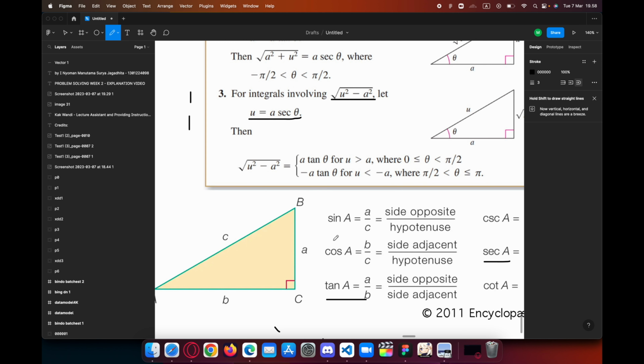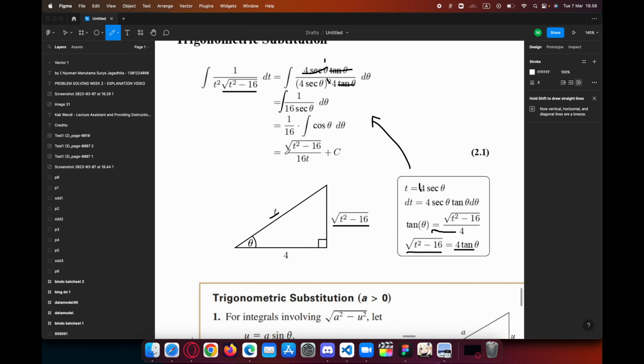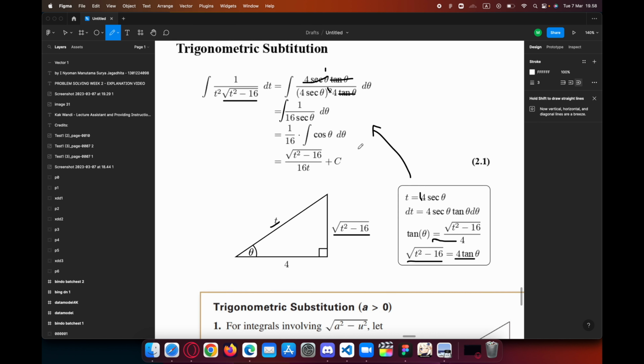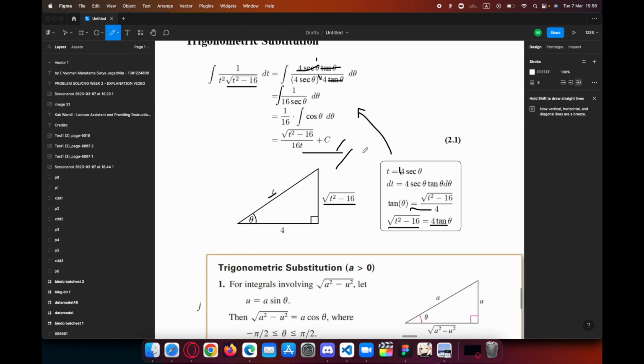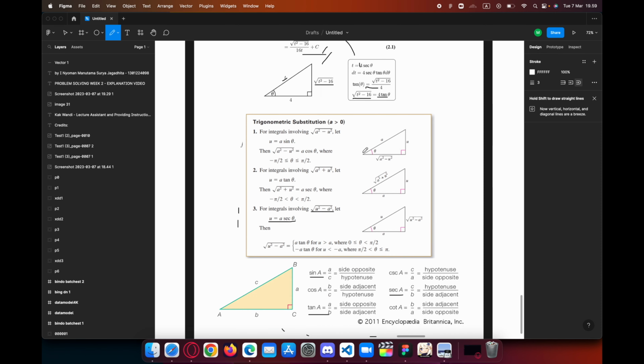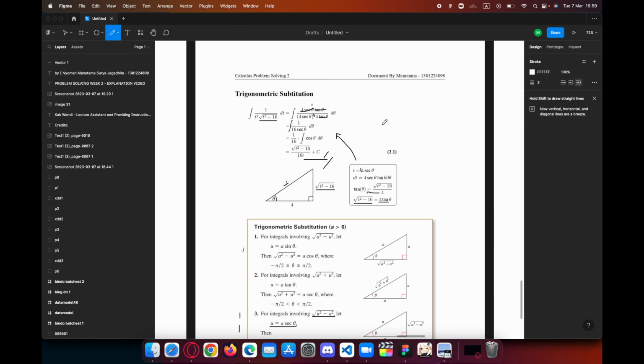Wait a minute, a over c, opposite over the hypotenuse, so it becomes 1 over 16 times the square root of t squared minus 16 over t. So it becomes the square root of t squared minus 16 over 16 times t plus the constant for the integral. That's done. Quite simple, but need to remember the rules. Alright, number 2 done.